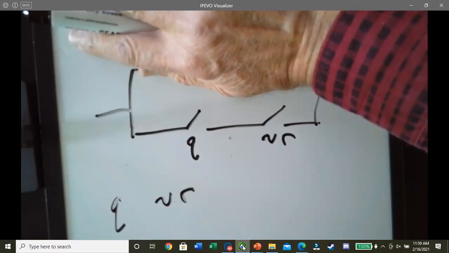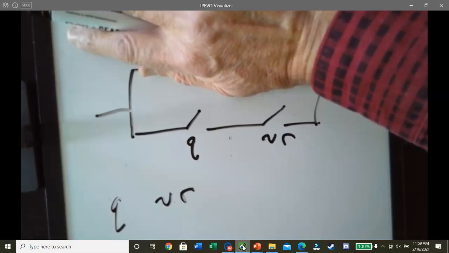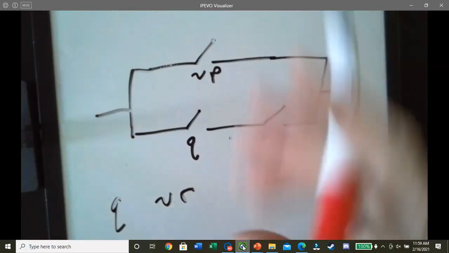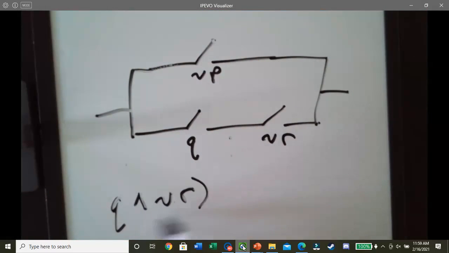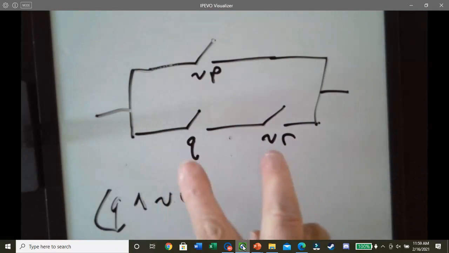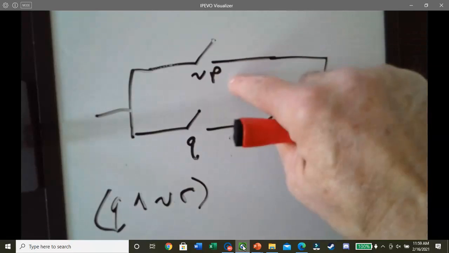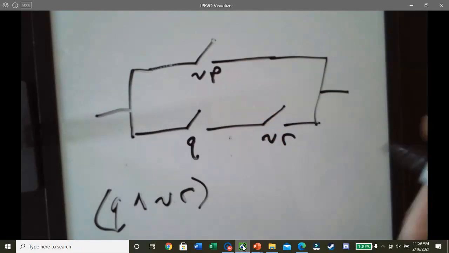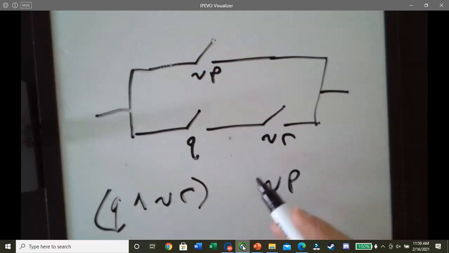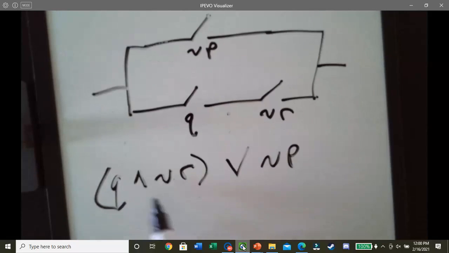Are they in series or parallel? Q and not R, they're in series, right? So it's and. These two are and, because they're in series. Now, are these two parallel or in series with the not P? So now we're looking at not P. Yeah, they're parallel. So that means is this and or or? Or. And that's your answer.